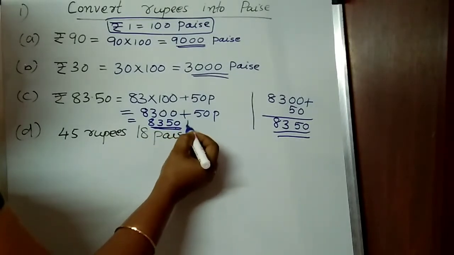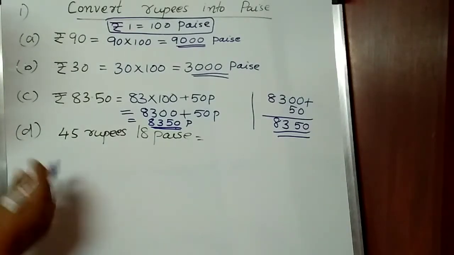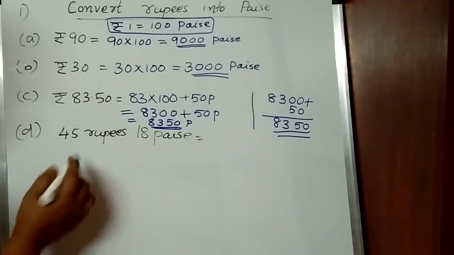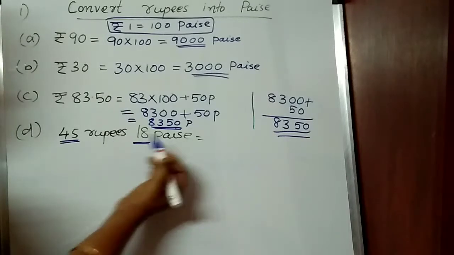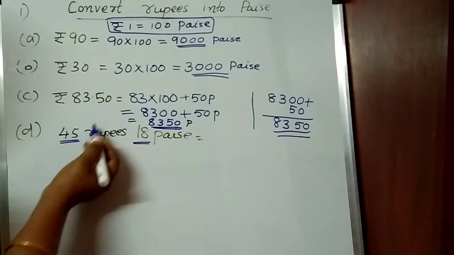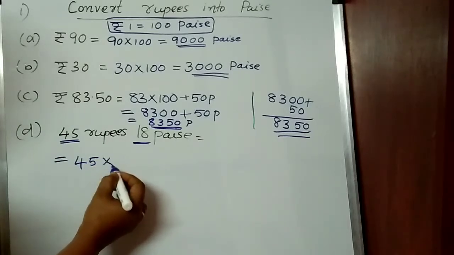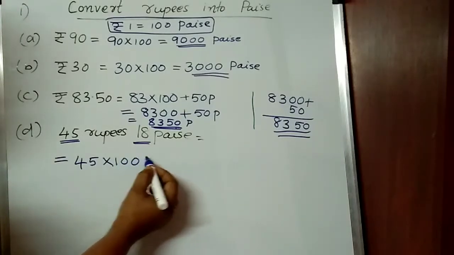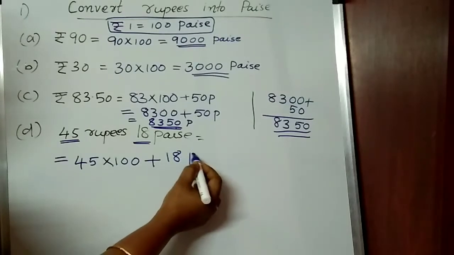8350 paise. That is your answer. Then your last question is rupees 45 and 18 paise. Here 45 is already in rupees and 18 is already in paise. So you convert this 45 into paise. How will you convert these 45 rupees into paise? 45 into 100 plus there is 18 paise. And so simply write that 18 paise.